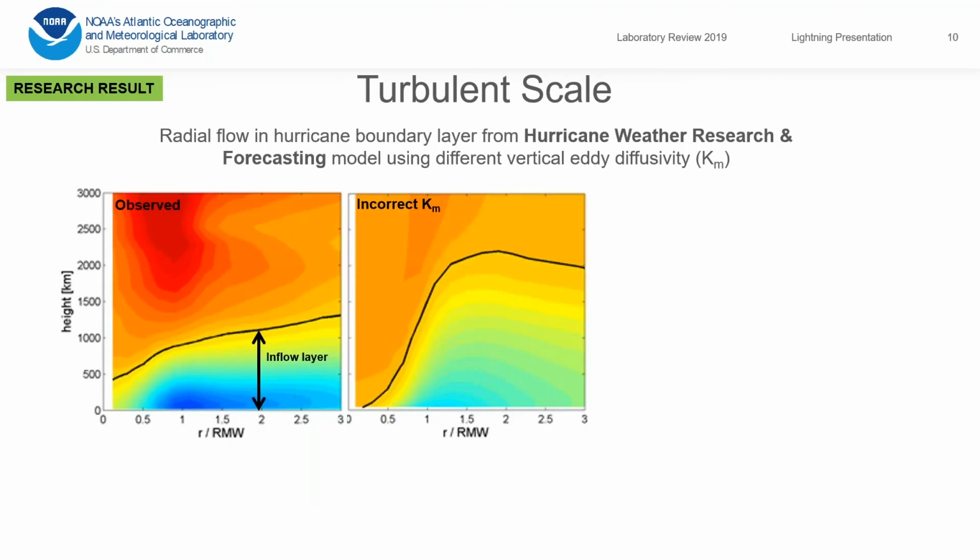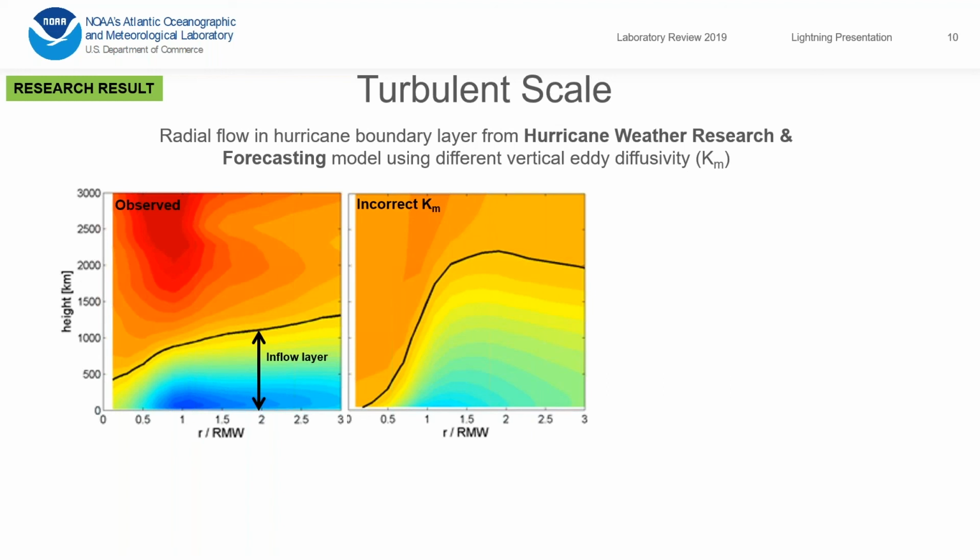And finally, coming further down in scale to the turbulent scale, here's a research result that was derived a few years back. What I'm showing you here are plots of radial inflow from observations. This is a composite of dropsondes, showing you what the inflow structure looks like for a mature tropical cyclone. You can see that the inflow is about 1 kilometer deep, of a certain magnitude.